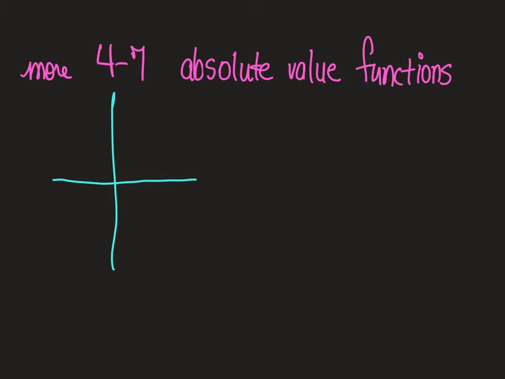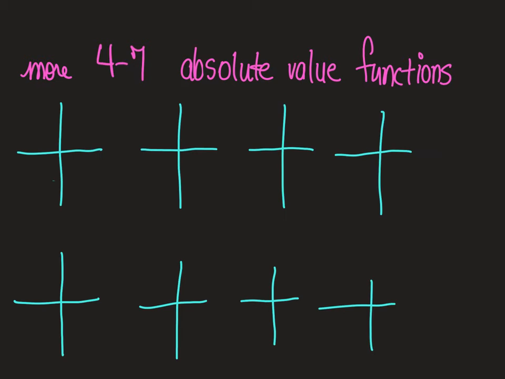Today's video is more for 7. This time we're going to talk about the absolute value functions. These functions are going to look like a V. Maybe the V is pointed up, maybe the V is pointed down. Maybe the V is shifted to the right, maybe the V is shifted to the left.